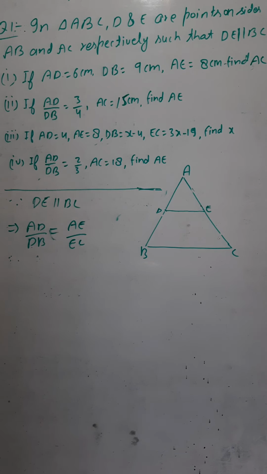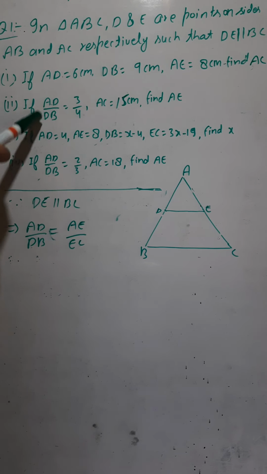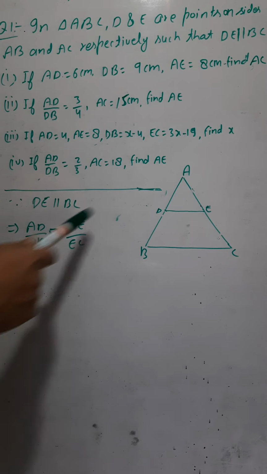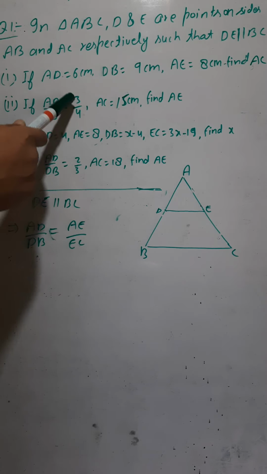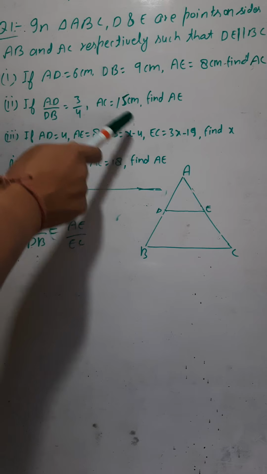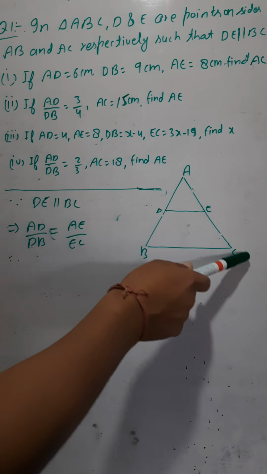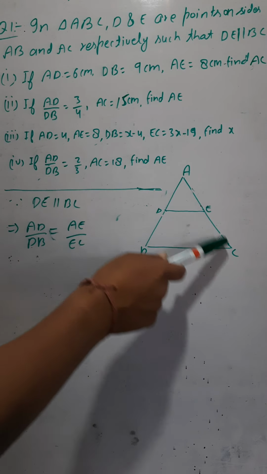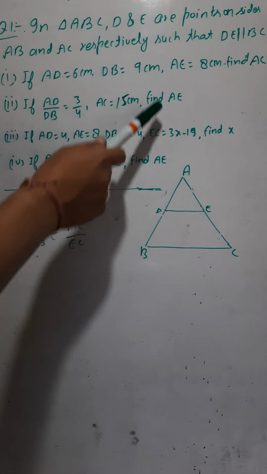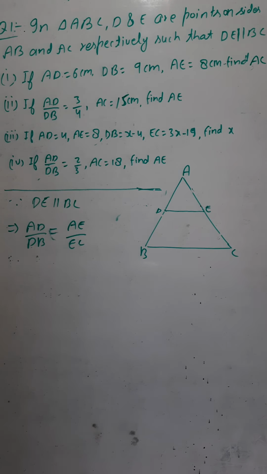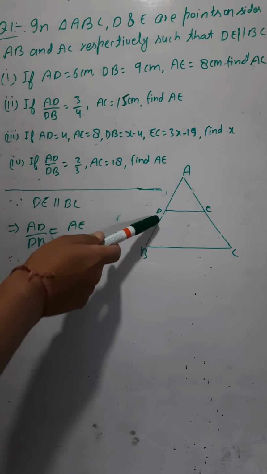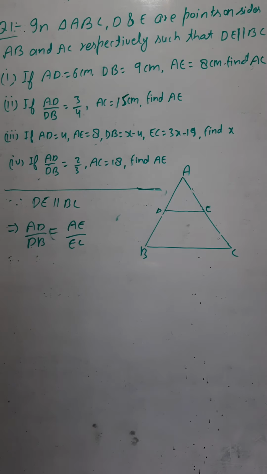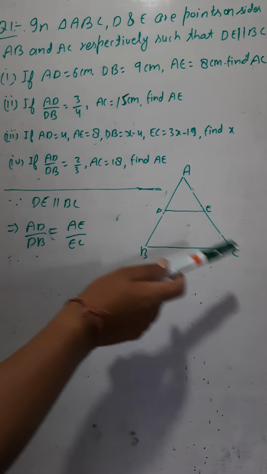Now you have the next question. Question is, AD by BD has been given to us as 3 by 4. AC has been given, the complete AC, meaning from here to here. This complete length has been given to us as 15. So you have to find out AE. We would use BPT here, but we have not been given this by this, we have been given the complete length AC.